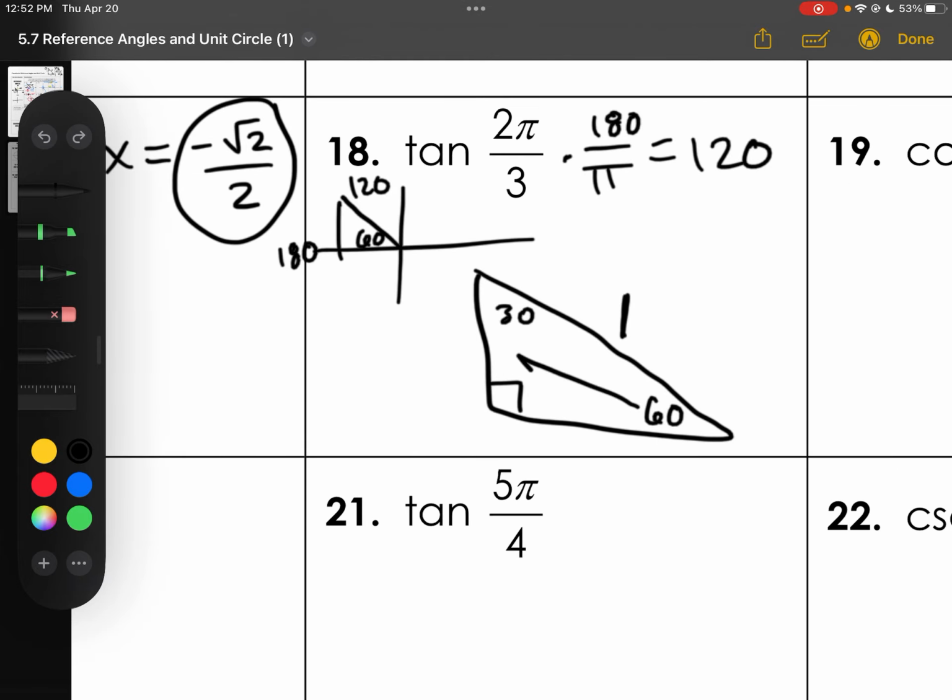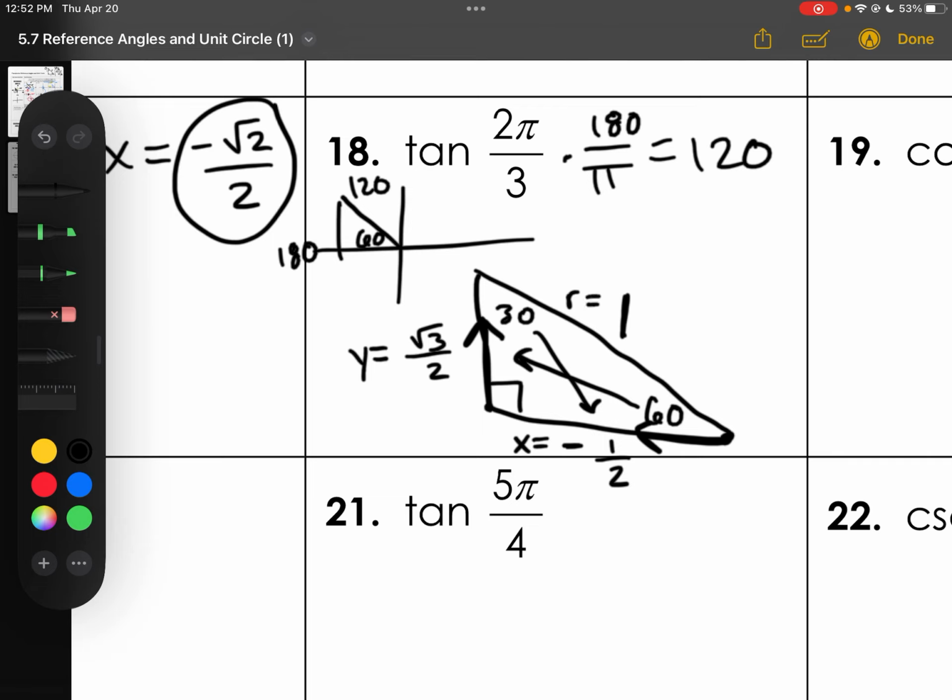Across from 60 is the root 3 over 2. Across from 30 is 1 over 2. And we're going to see we are on the left side. So y is going up, but from the axis, x goes to the left. So it's going to be negative 1 over 2. And r, as always, is equal to 1.